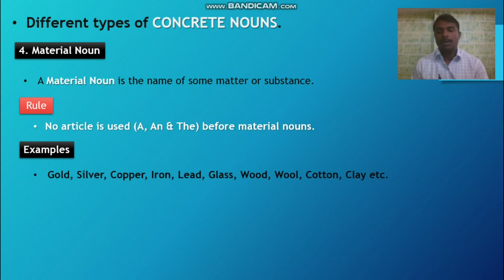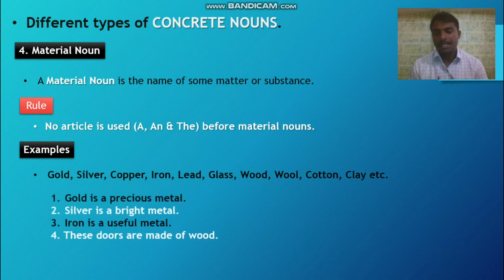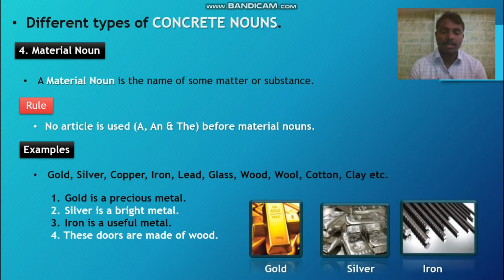Gold, silver, copper, iron, lead, glass, wood, wool, cotton, clay. These are all examples of material nouns. Gold is a precious metal. Silver is a bright metal. Iron is a useful metal. These doors are made of wood. If you observe, as I said before, no article is used before the material nouns. I haven't used any article before the material nouns. And if you see these pictures, these are examples of material nouns: gold, silver, iron.